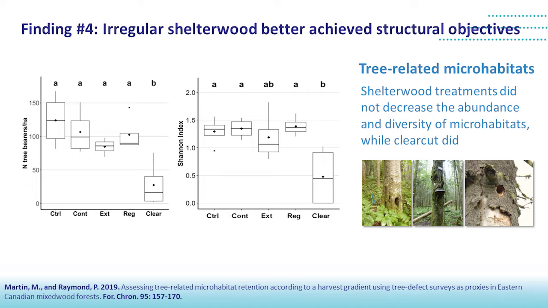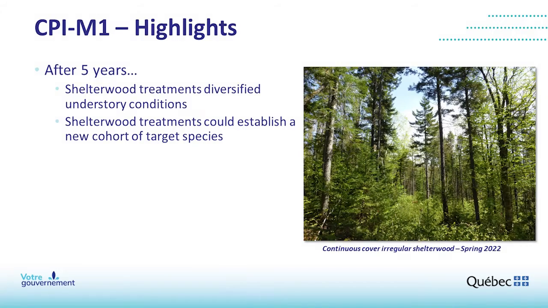But we must also consider the timing of the different scenarios. Of course, in the shelterwood treatment, after the final cut, there are not much anymore of these snags and tree-related microhabitats. So it would be interesting to remeasure all that after the cut and see what happened.